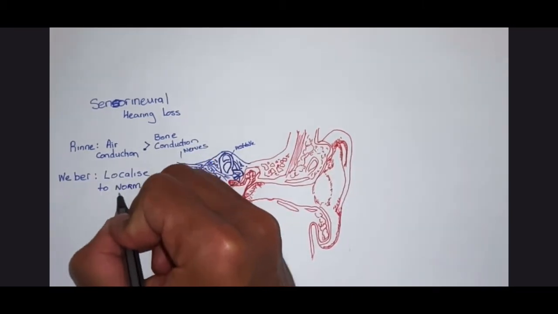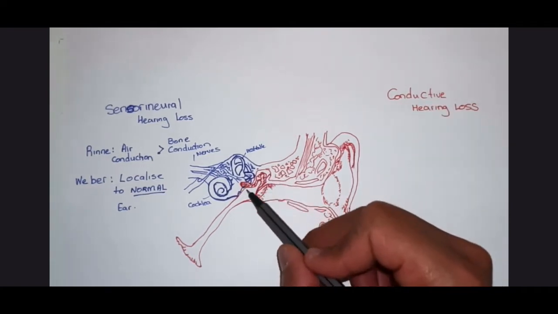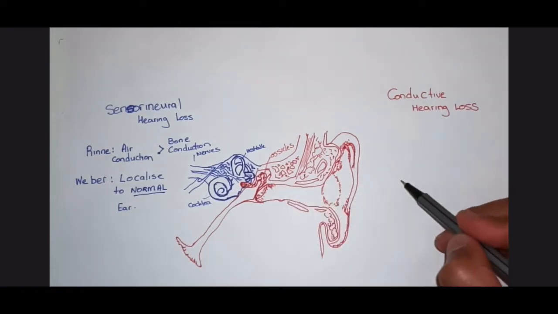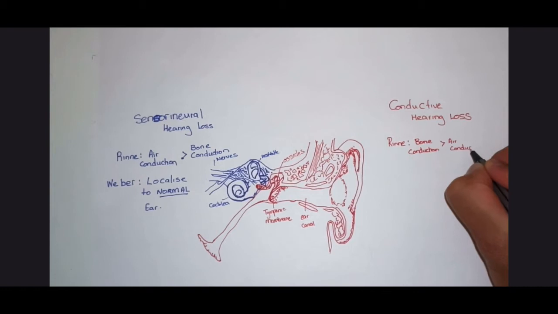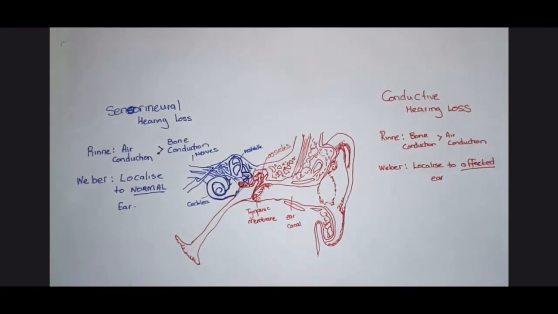In conductive hearing loss, there is a problem that is occurring at or before the ossicles. So the Rinne test will show bone conduction is better than air conduction, and the Weber test will localize to the ear that is affected. When we say localize, this means the sound is louder in one ear.